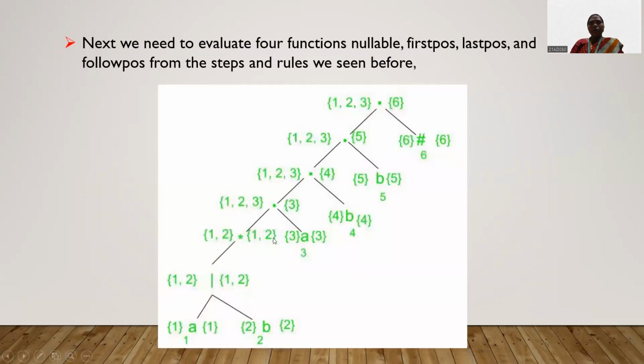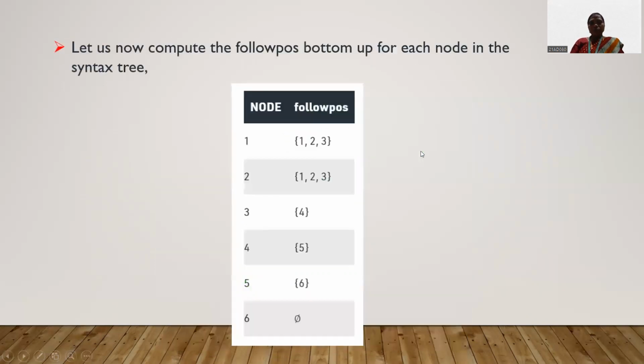Right, now for this A or B star, we have found the first follow pose. Now if you take A or B star dot A, right? Now who can follow this A? Who can follow this B? So this A3 will be followed by B4. B4 will be followed by this B5, and this B5 will be followed by this hash 6. So you can find 3 followed by 4, 4 followed by 5, 5 followed by 6, and 6 is followed by nothing, so it is hash.